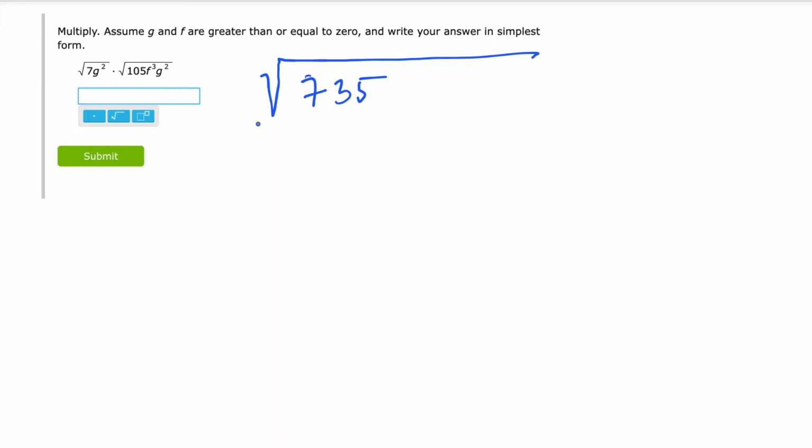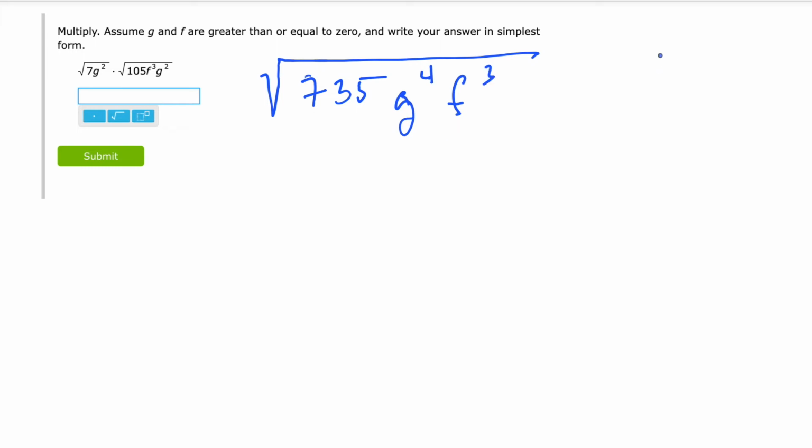All right, so 735. And what about g's? We have g squared and g squared, so it's g to the 4th. And why is it g to the 4th? Because you're adding them. Good. G to the 4th. And anything else? And then we have our f. No, we just have one f. So what do I write? F to the 3rd.